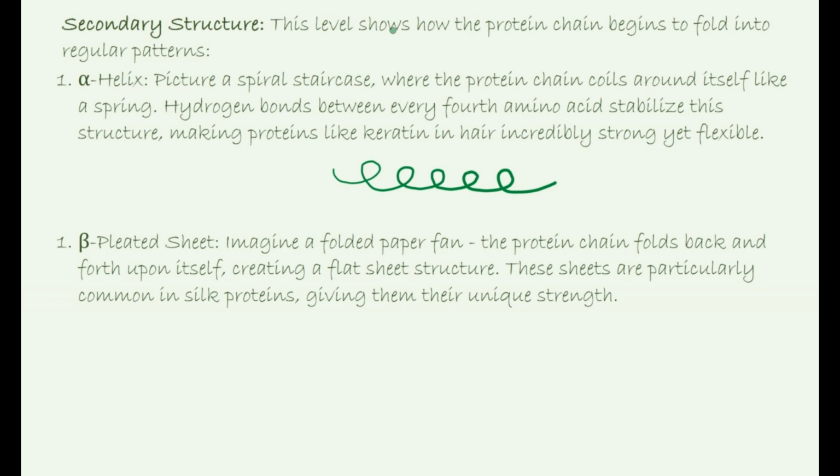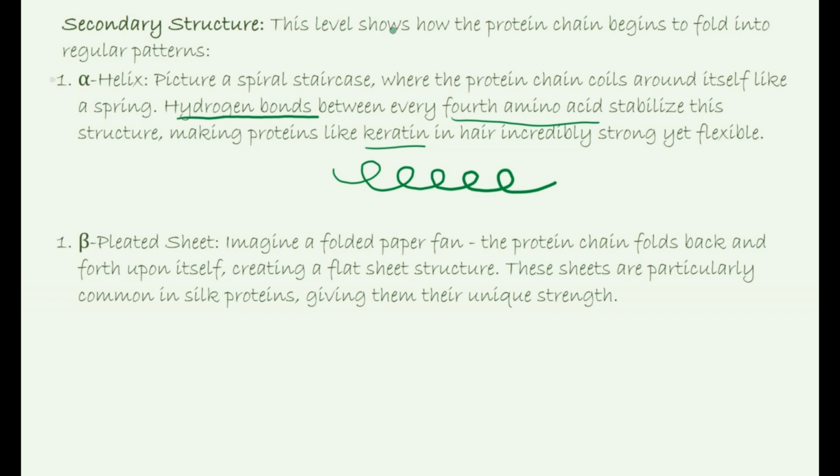And in primary, we talked about covalent bonds, isn't it? Here, hydrogen bonding is also taking place. Hydrogen bonds are between every 4th amino acid to stabilize this structure. This we can find in keratin in hair, which makes it strong and flexible.